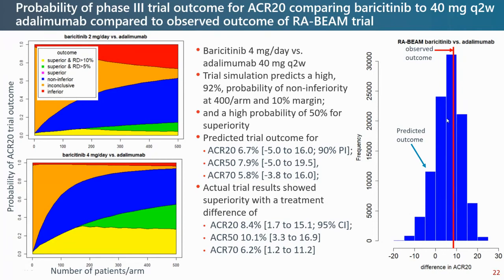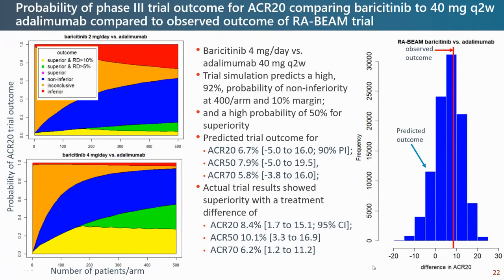And that trial both showed non-inferiority, which I believe was the primary comparison, followed by also showing a statistically significant better effect. You can see these lower confidence intervals in the actual trial results are all above 0. So they also showed a statistically significant benefit of that 4 milligrams versus adalimumab.